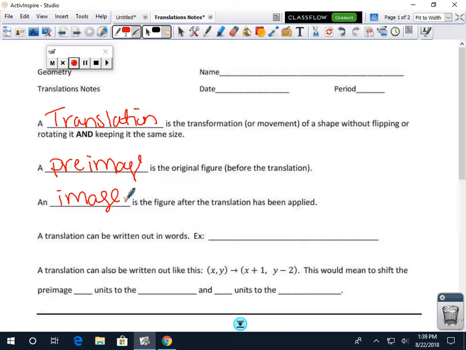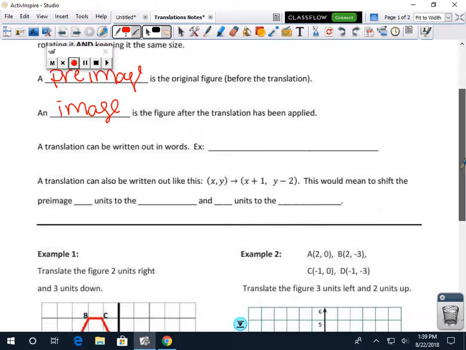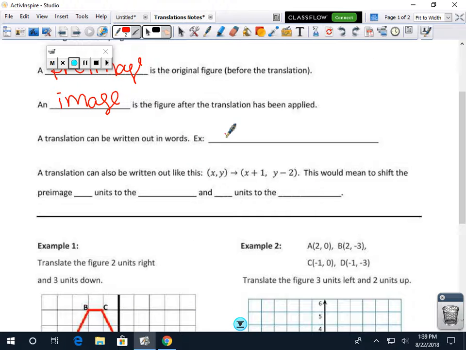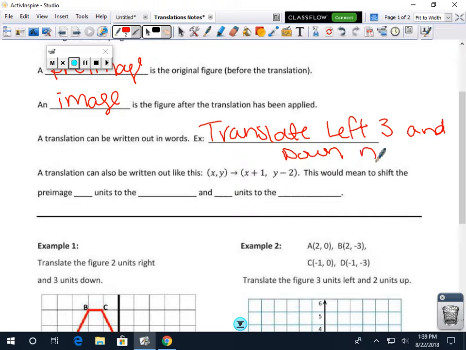Okay, a translation can be written out in words. So for example, I could say that we translate left 3 and down 2. So we would start with the pre-image, and we would take that pre-image and translate it left 3 and down 2.